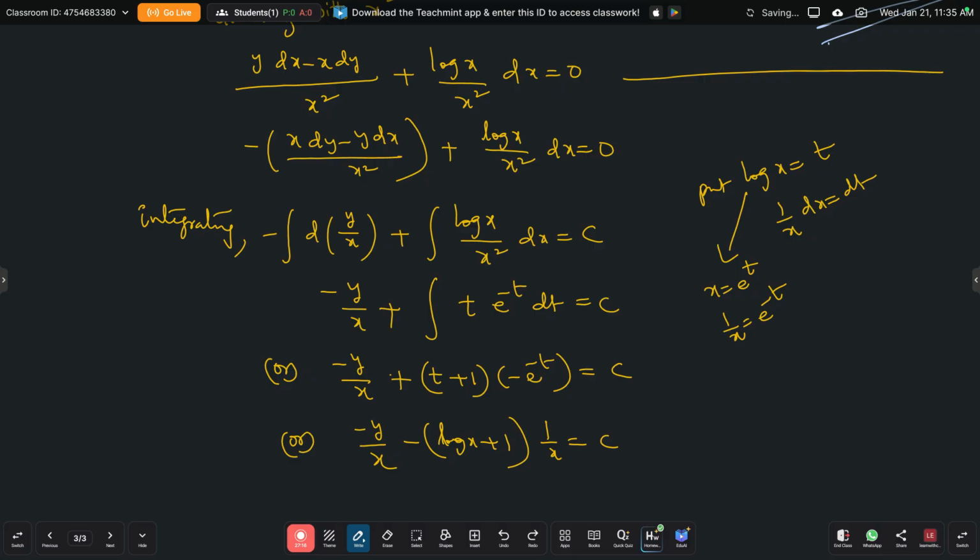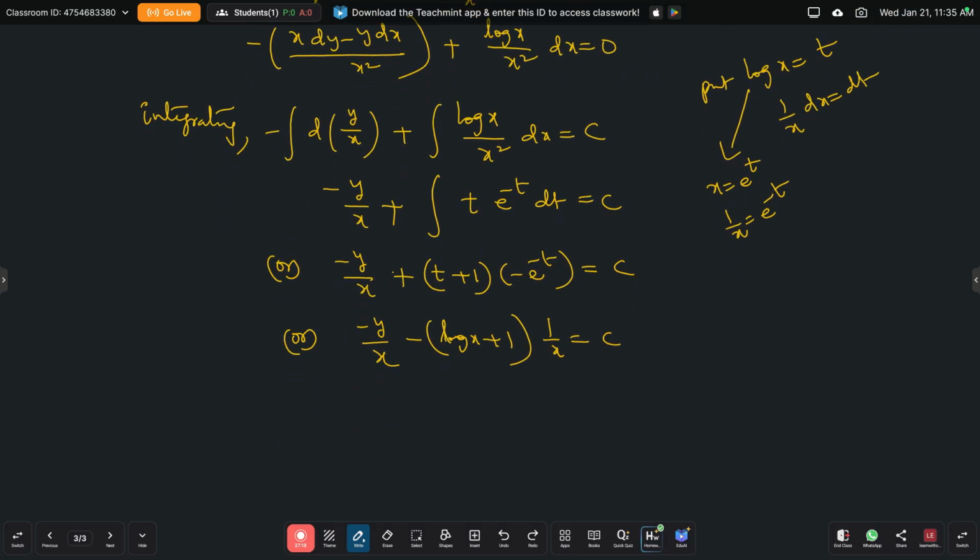Or x is common for all these terms. So we have minus y, minus log x, minus 1, equal to c into x. Bringing all the terms to one side, cx plus 1 plus y plus log x equals 0. That is our general solution, obviously, right? So this is the way of rearranging the terms and then simplifying.